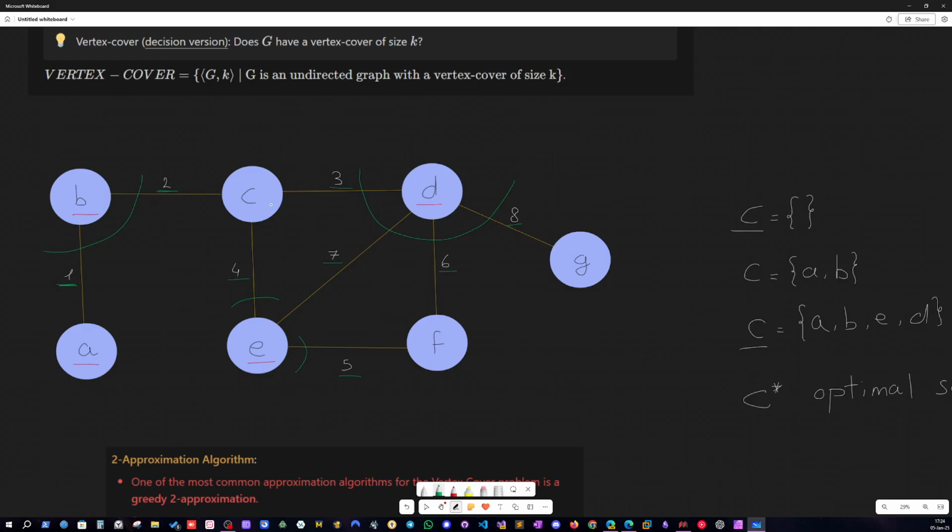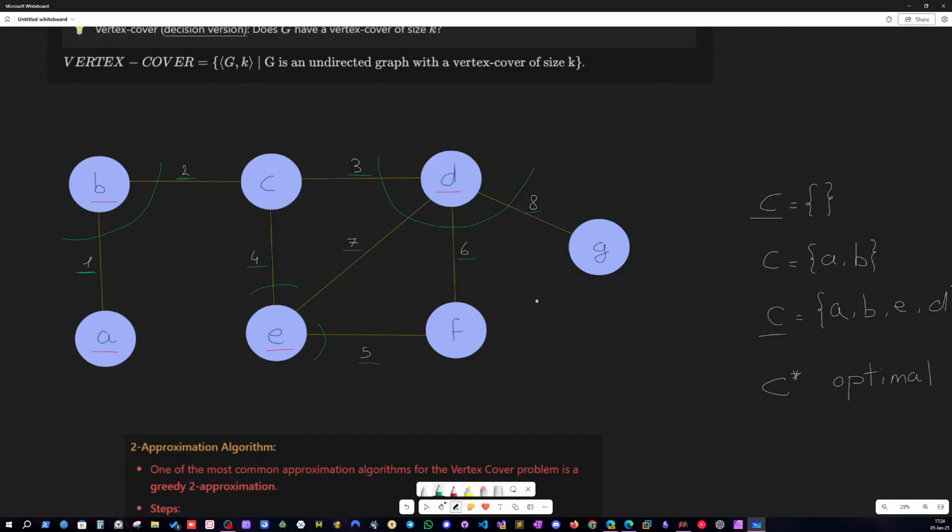Of course, this is one of the solutions. There may be others. You can find them by applying the algorithm another time and eventually choosing other edges in the graph randomly.